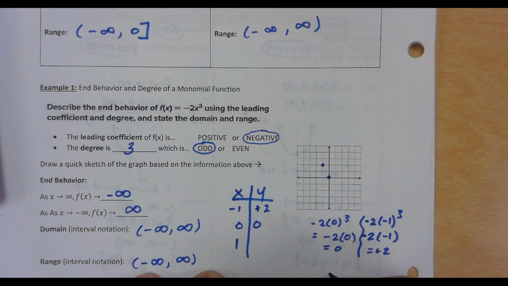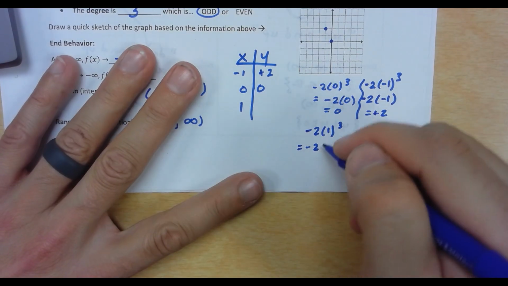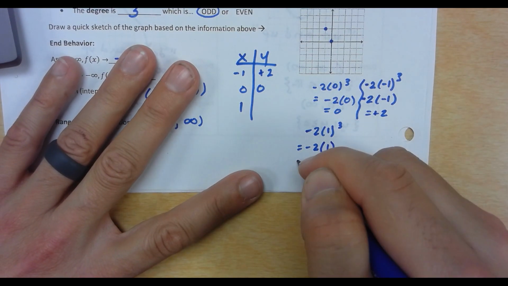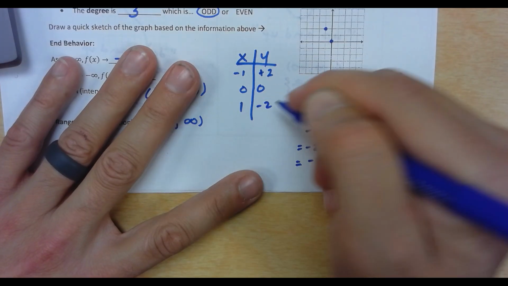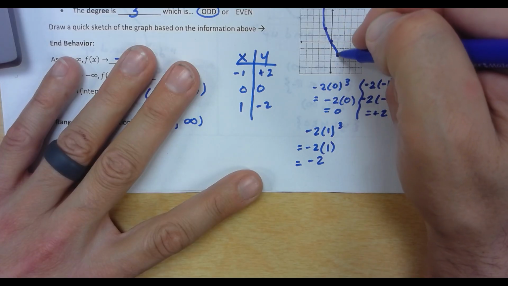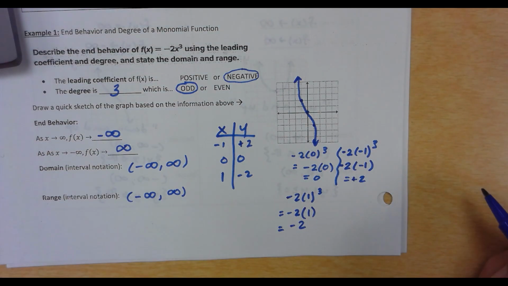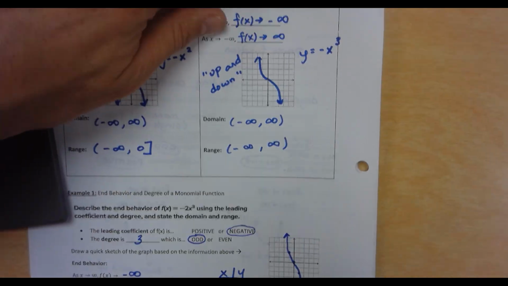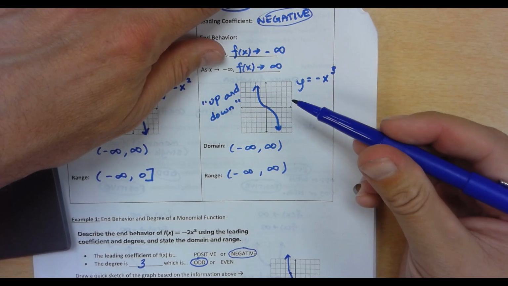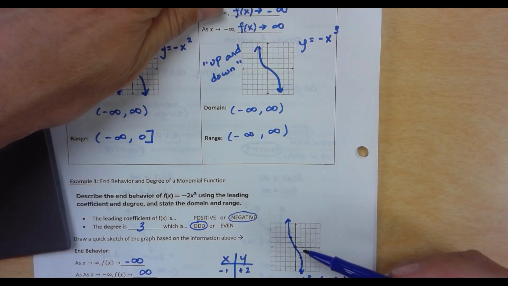And then we know if we plug a 1 in, that's just going to be negative 2 times 1 times 1 times 1 is 1. So that's negative 2. So 1, negative 2. So you can see it's going to kind of go curvy through here. It's a little steeper than our other graph, but same exact end behavior as this one up here, right? Hopefully you see that. Flip it over.